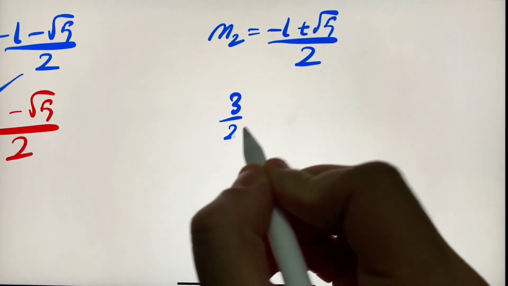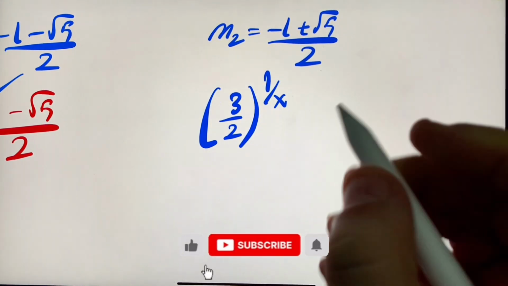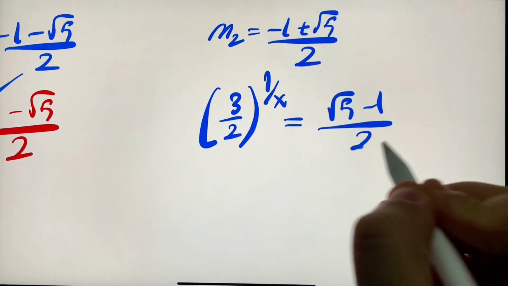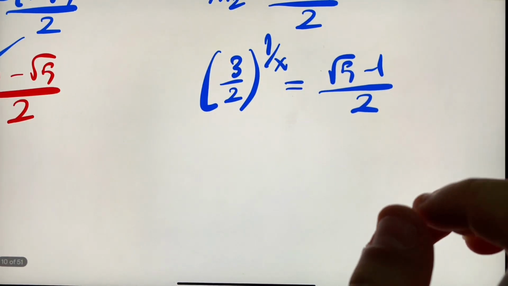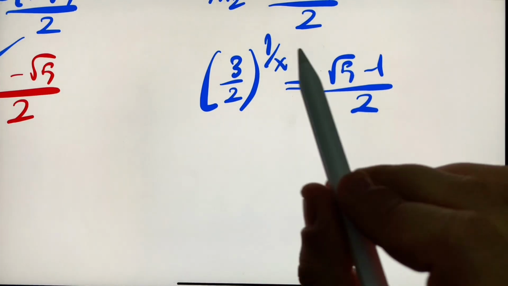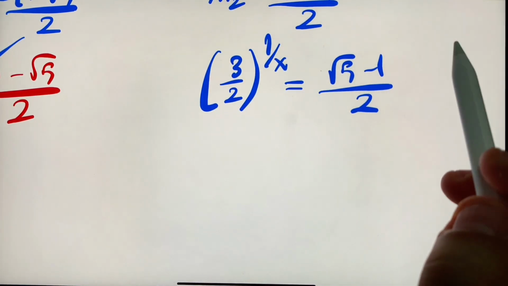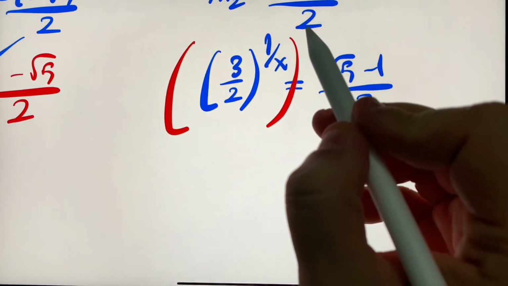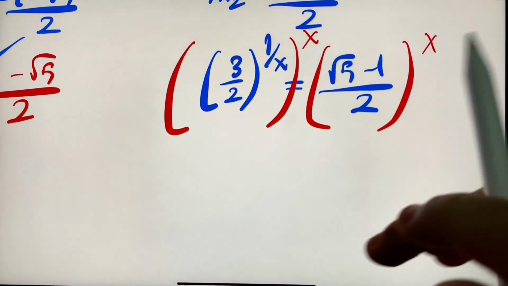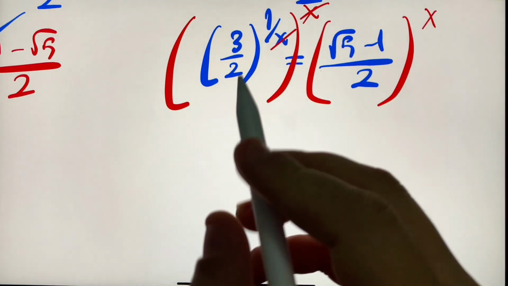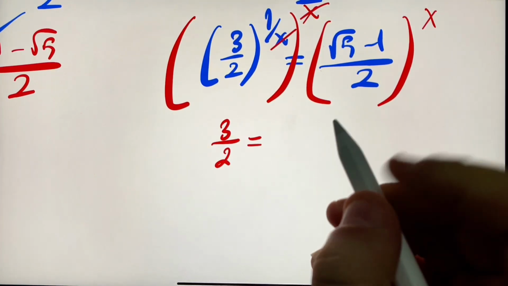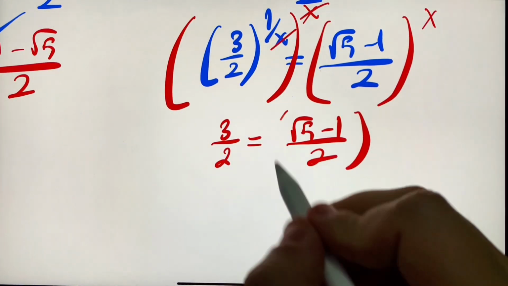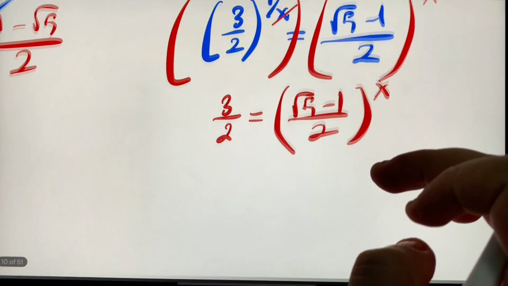The same 3 over 2 to the power of 1 over x is equal to 1 plus root 5 over 2. To write this better, it is root 5 minus 1 over 2. Yes, we got it. Now what can I do next? Look here, to get rid of the 1 over x, if you pay attention, I take the xth power of both sides. When I take the xth power, they simplify each other, so the number we call 3 over 2 equals root 5 minus 1 over 2 to the power of x. We have reached the conclusion.